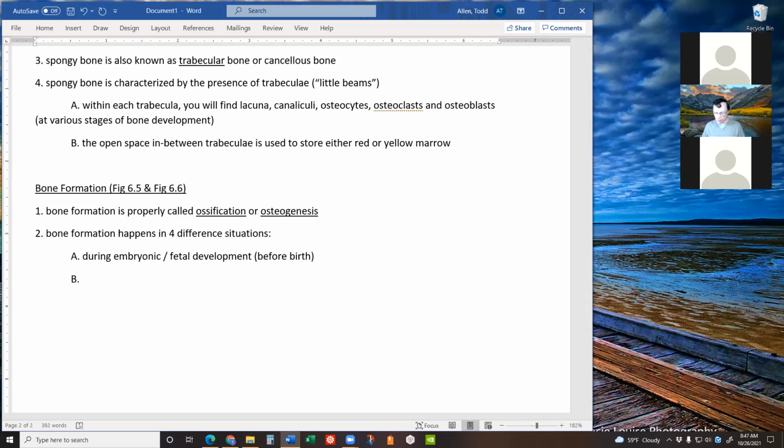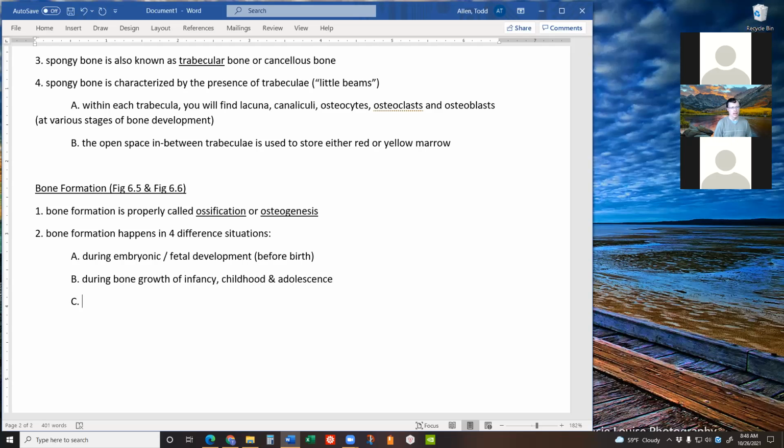You're also going to have bone formation during the growth of your skeleton in periods of your life that we traditionally call your infancy, your childhood, and your adolescence. So infancy, childhood, and adolescence are stages of your development where you're going to have additional bone formation.